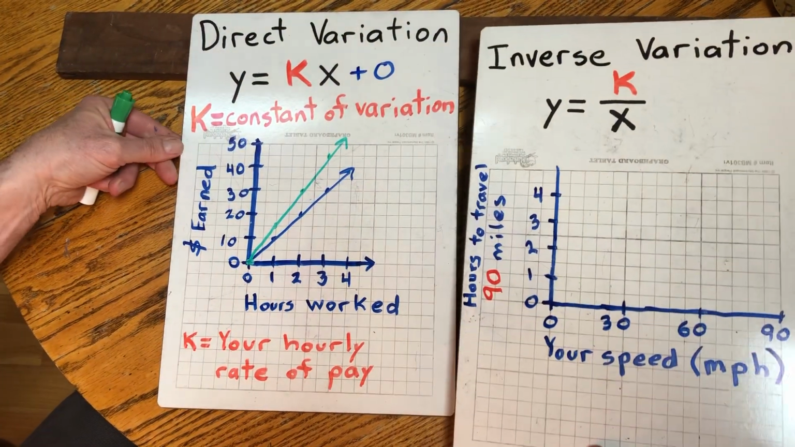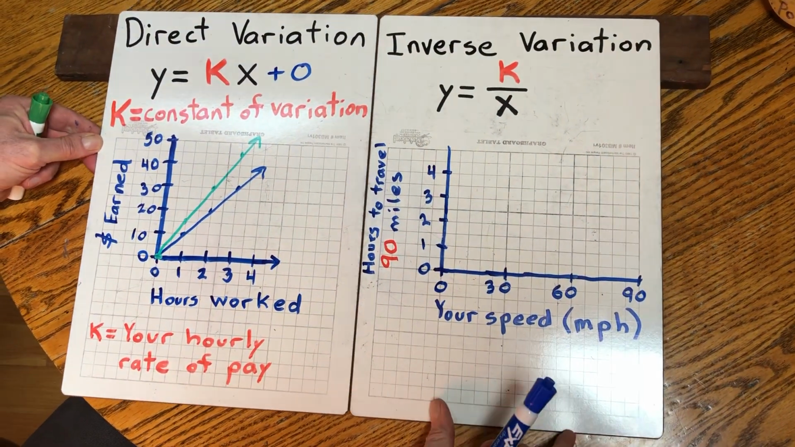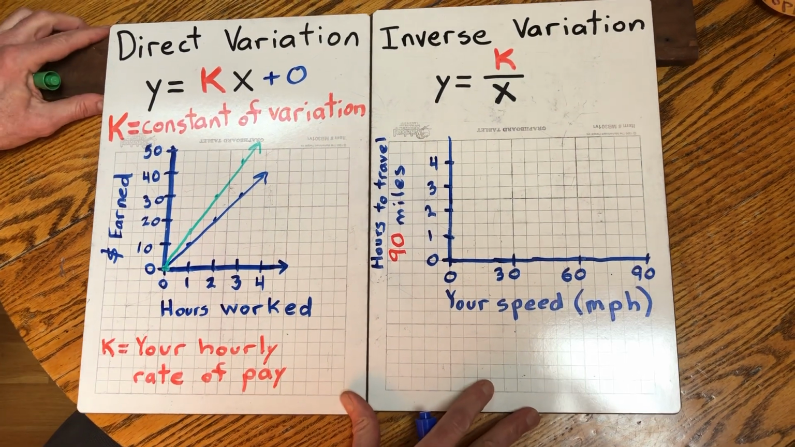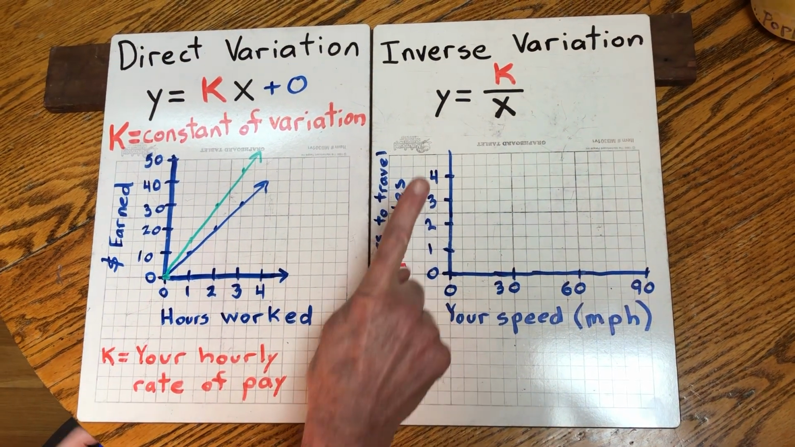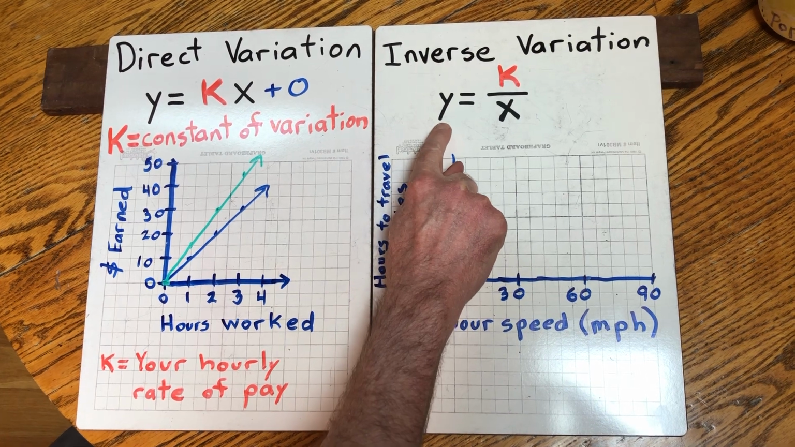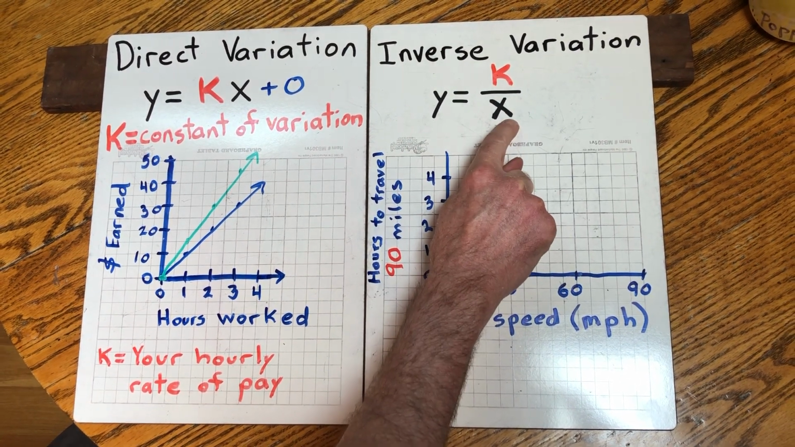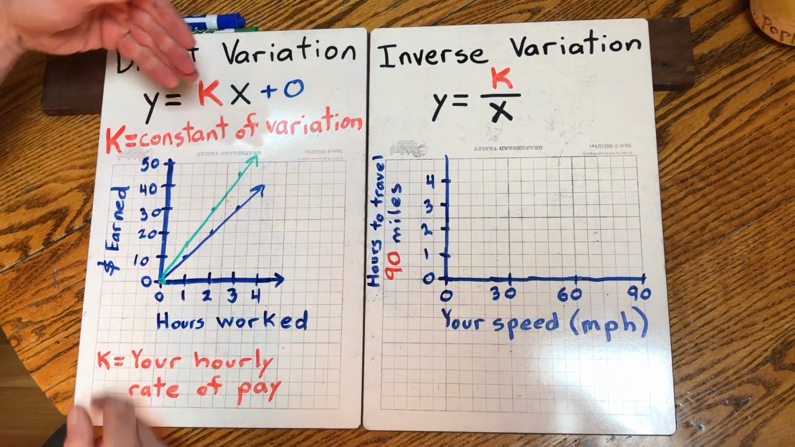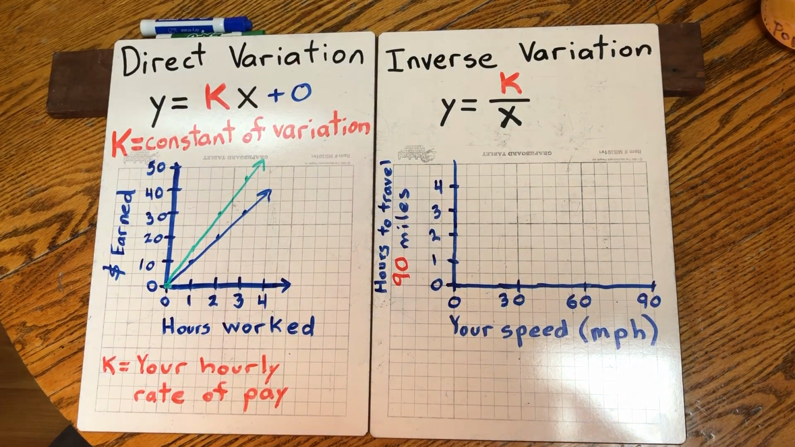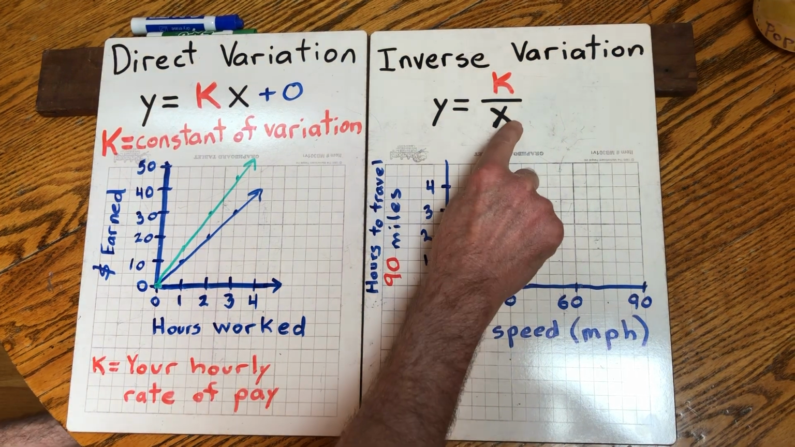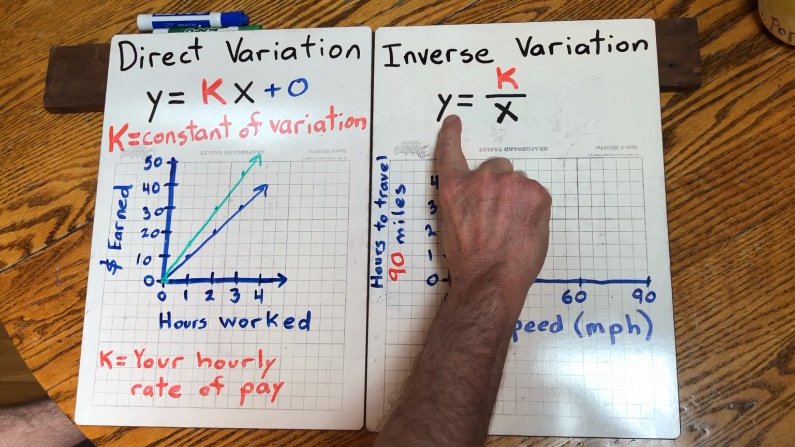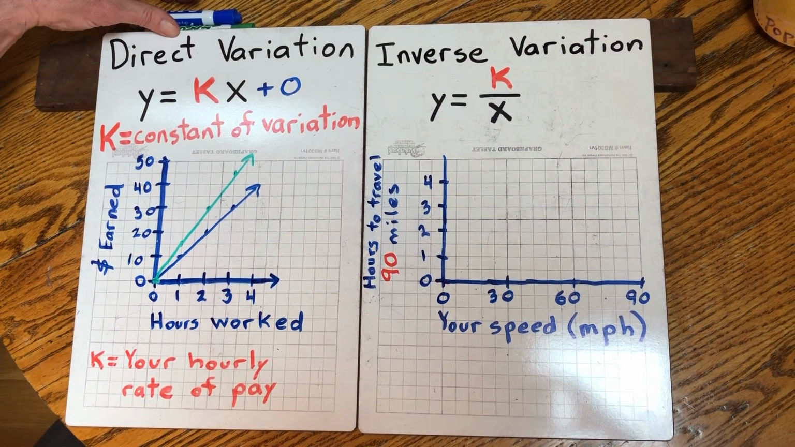Let's look at inverse variation. Inverse variation has a different equation. You would say that y varies inversely as x. Here you would say that y varies directly as x. Here, as x gets bigger, y will get smaller. Let's take a look at an example.